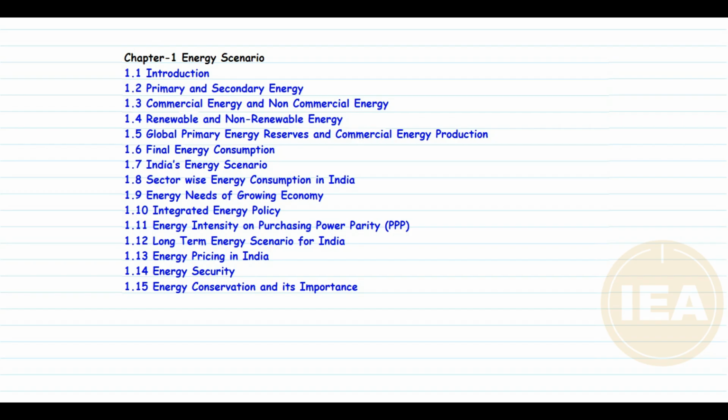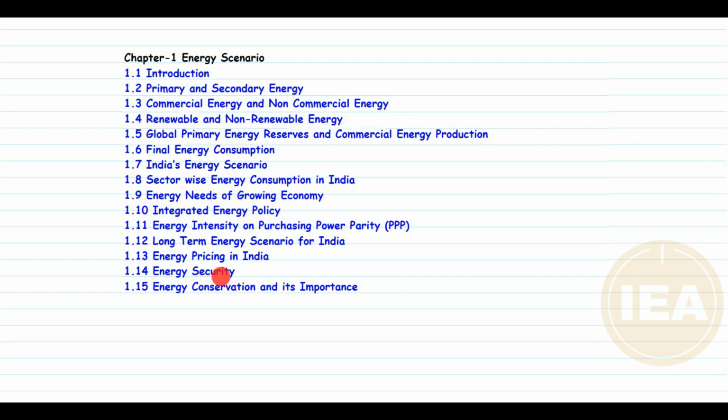Then energy intensity on purchasing power parity. We will look at purchasing power parity. Then a long-term energy scenario for India, then energy pricing in India. What is energy pricing in India? Because the price of energy or fuel, let's say oil, will be fluctuating in the international market. Sometimes it will be high, sometimes it will be low, but in India we will be paying a different price fixed by our government. So what the energy pricing in India is, we will see in this chapter.